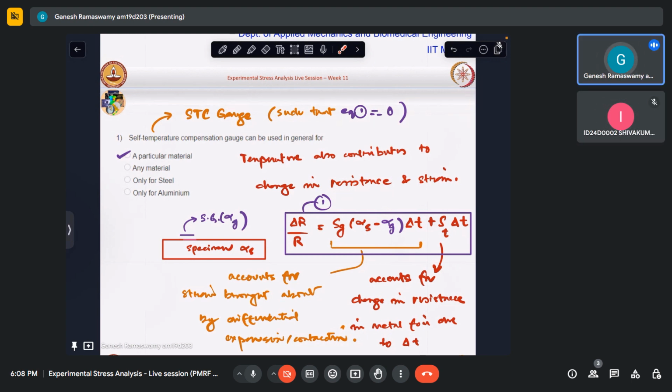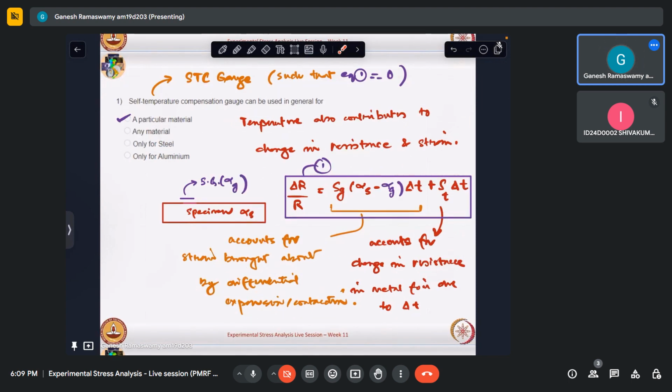So self-temperature compensation gauges can be made such that we tweak these two values so as to nullify this change in resistance brought about by the temperature. And this is applicable for certain alloys where we have control over it for a given range of temperature. If the range of temperature goes too high, then naturally, as we also saw in the last session, the alloy behavior itself changes due to temperature. So this also has that limitation, but nonetheless it is possible. So this is the concept of self-temperature compensating gauges, which changes from material to material.